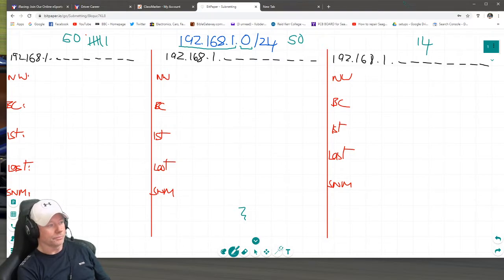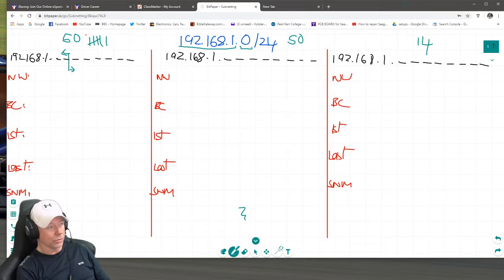Okay, so how many times did we do that? 6 times. That means we need 6 bits, right? So we count from right to left. Why? Because we're working in the host portion, not the network portion, right? So it's 1, 2, 3, 4, 5, 6, and we put a wee line in there like this, a wee arrow on it. That's the host portion, and that's the net portion.